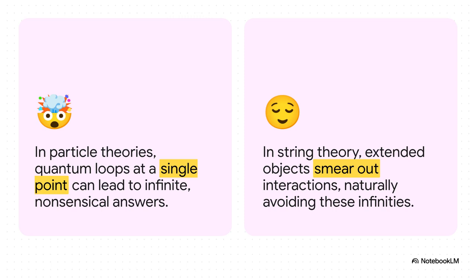So here's the problem in a nutshell. With point particles, those quantum loop calculations involve interactions at an infinitely small point, and that pointiness makes the math explode into infinity, which is just nonsense. Physicists have some very clever mathematical tricks for sweeping these infinities under the rug, but it always feels a bit like cheating. But string theory, it might solve this from the get-go. Because strings aren't points, they sort of smear out their interaction. And that little bit of smeariness is just enough to smooth out the math and avoid the infinities altogether.